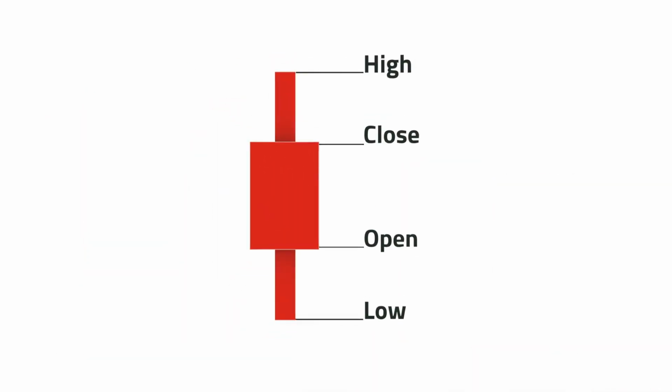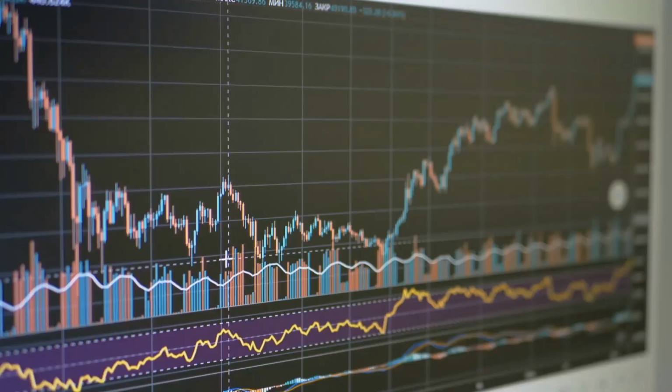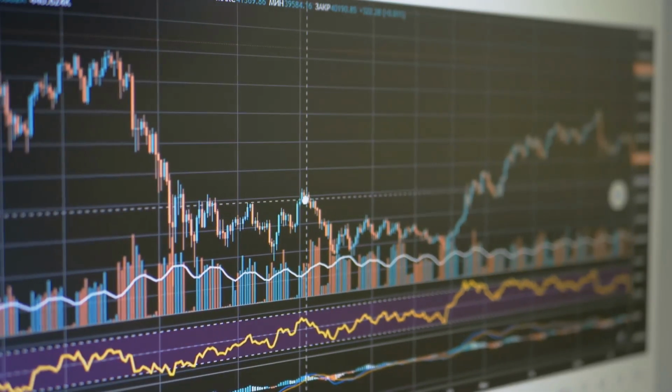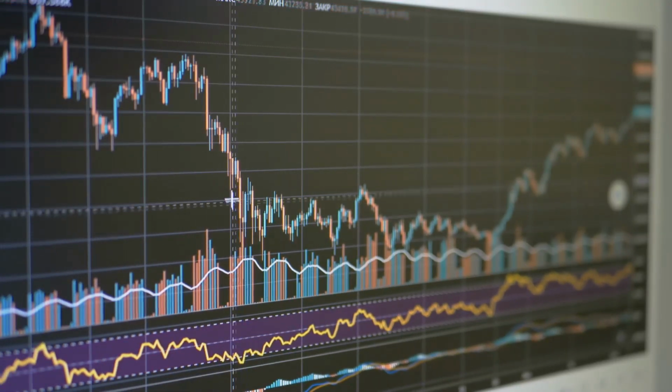For example, if a stock opens at $100, closes at $105, but dips to $98, and spikes to $108, the candle's body and wicks tell the whole story, showing not just where the price started and ended, but the full range of market action in between.